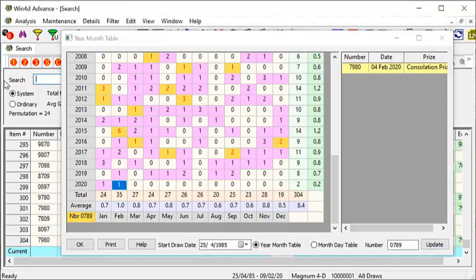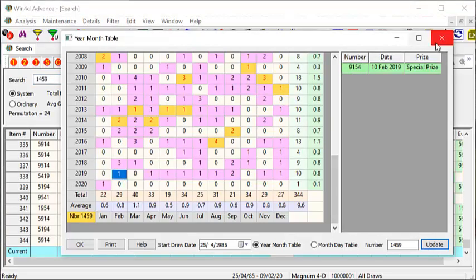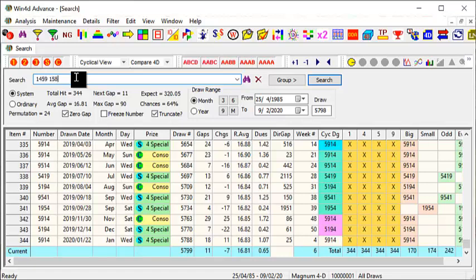And one more set to your attention will be 1459, 2 years continuously been appearing. So of all these 3 sets, if I were to pick: 1459, 1589, and 0789.